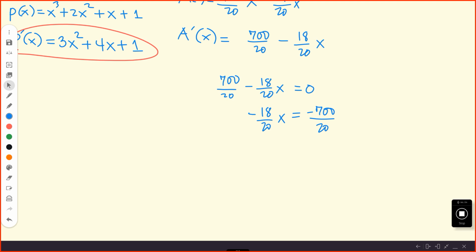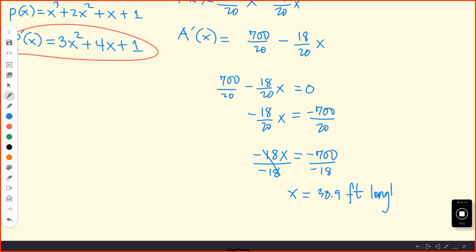Okay, let me just finish the problem. So negative 18x, I can just cancel out the 20 because you have the same denominators on both sides, equals negative 700. So divide by negative 18 on both sides. So x equals what? What is negative 700 divided by negative 18? 38.8. Let's just use 38.9. So 38.9 feet, that's going to be your length. And then we just have to plug this in to the equation to solve for y.